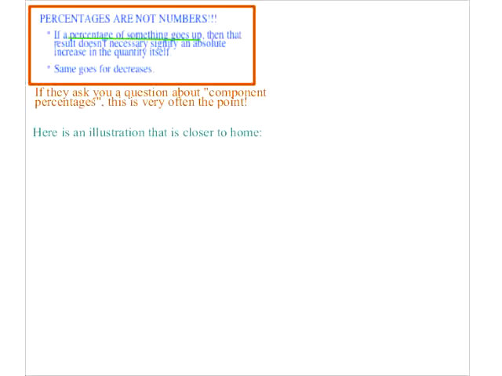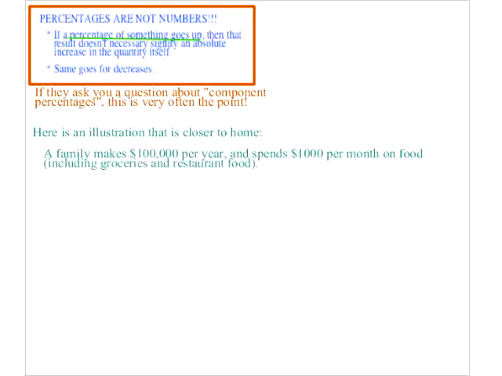Let's say that a family makes $100,000 per year and spends $1,000 per month on food, including both groceries and restaurant food. So in this case, the food budget is 10% of the family's total budget. So food is 10% of the family's budget.